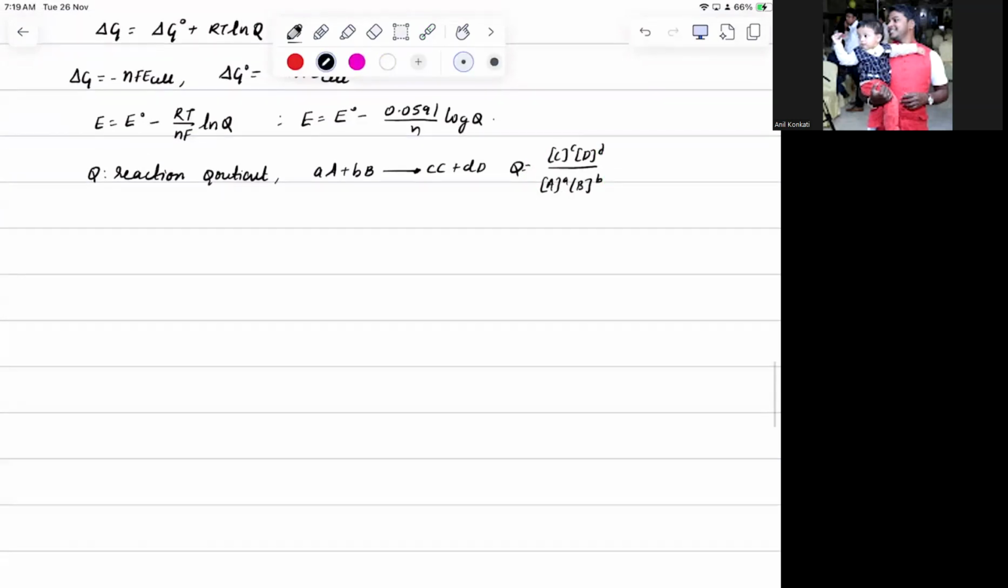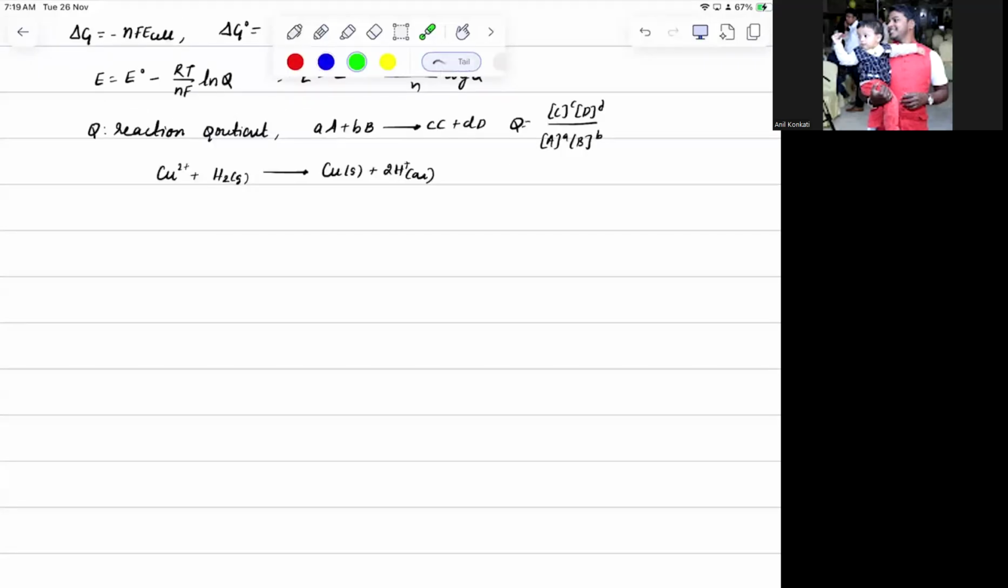Suppose you have copper 2 plus and hydrogen gas converting into copper solid plus 2H plus aqueous. Then instead of representing everything in concentrations, we have to represent everything in activities. The activity of copper 2 plus can be represented in concentration terms. The activity of H2 gas is represented in terms of partial pressure. Solids and pure liquids will not have any activity, while here we represent this in terms of concentration.